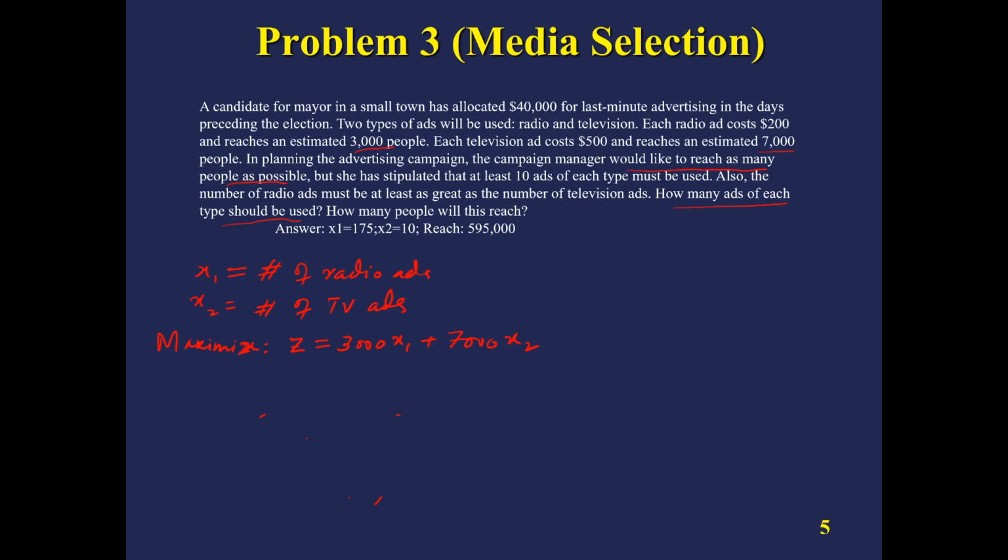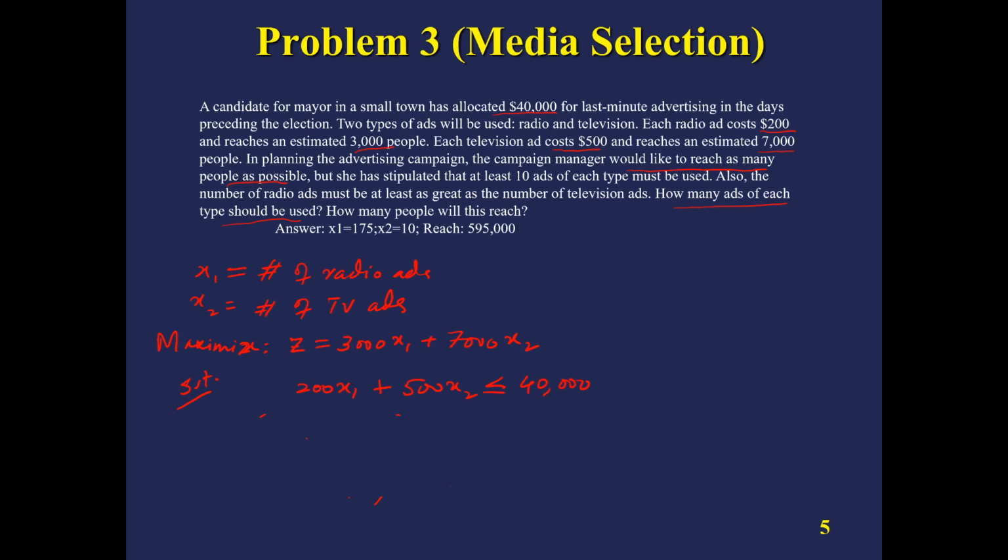This is our objective function, and subject to, now we can see that there are some constraints here. First of all, we can see the budget constraint is there. The budget constraint is that the radio ad is costing 200 and television ad costs 500 and the total budget is 40,000. So we can say 200 x1 plus 500 x2 less or equal to 40,000. This is our total budget.